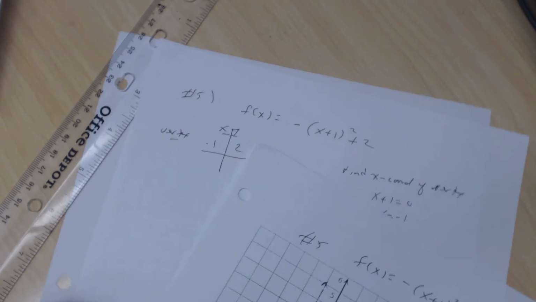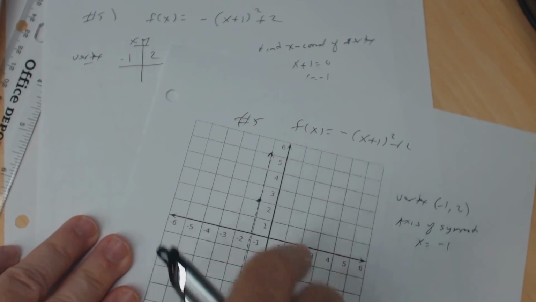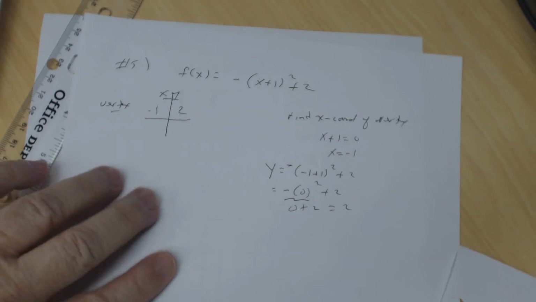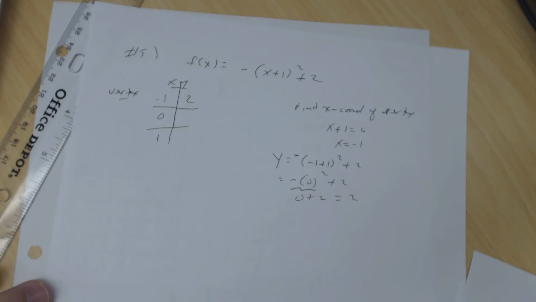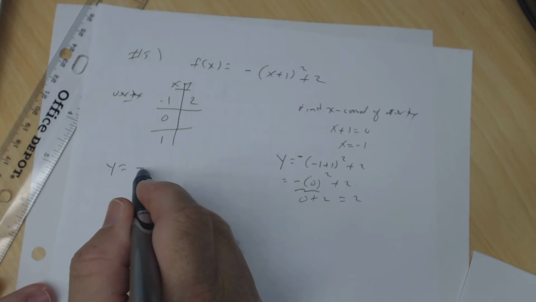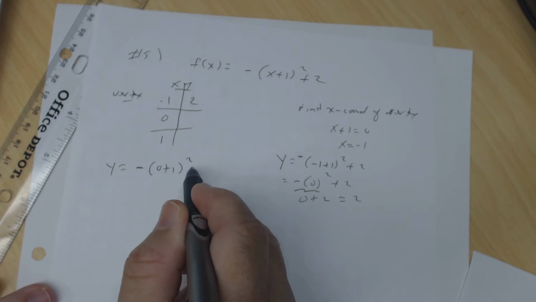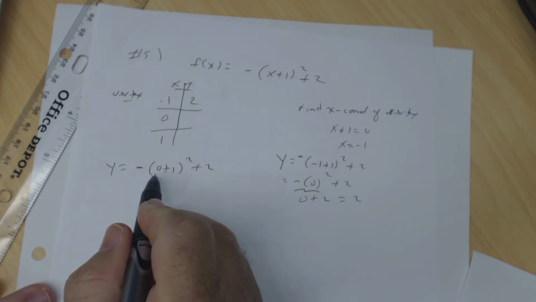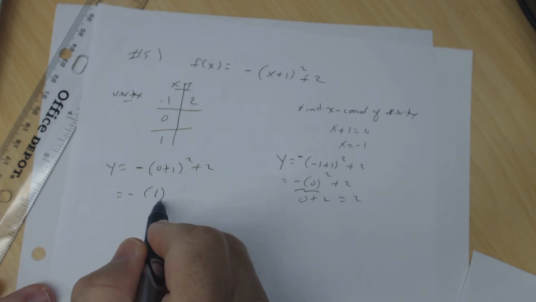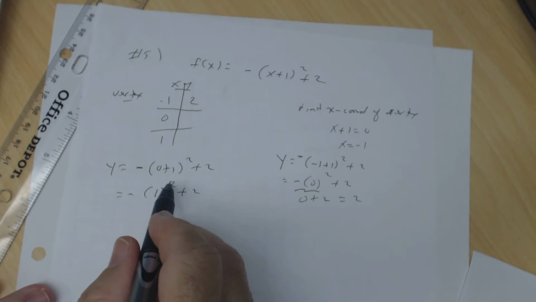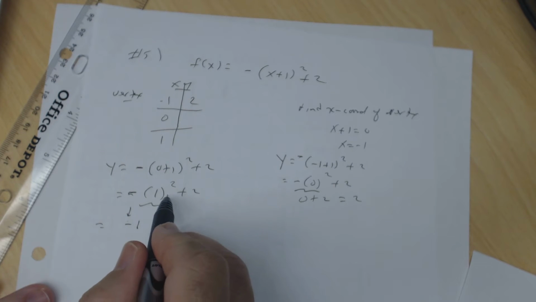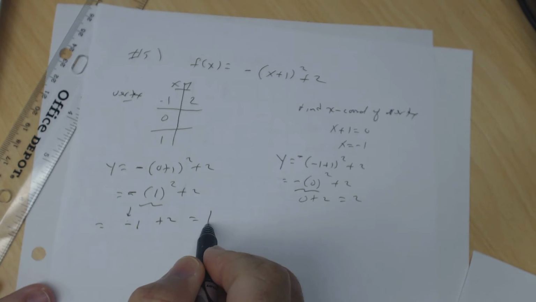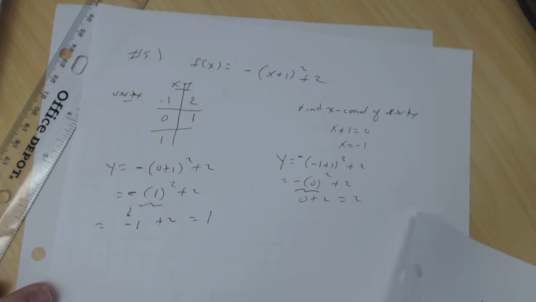Just make sure whatever number you pick for x, that it stays in this grid. I'm hoping that it stays in this grid for those. So if x is 0, let's do 0 and 1. If x is 0, I get y equals negative 0 plus 1 squared plus 2. So I get negative, 0 plus 1 is 1, 1 squared plus 2. Now be careful. 1 squared is 1, because 1 times 1, but that becomes a negative 1. Okay? Because remember right here, negative 1 plus 2, which is 1. So I get the point 0, 1.